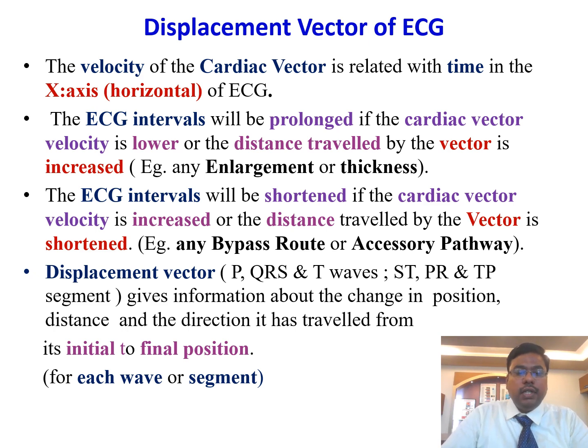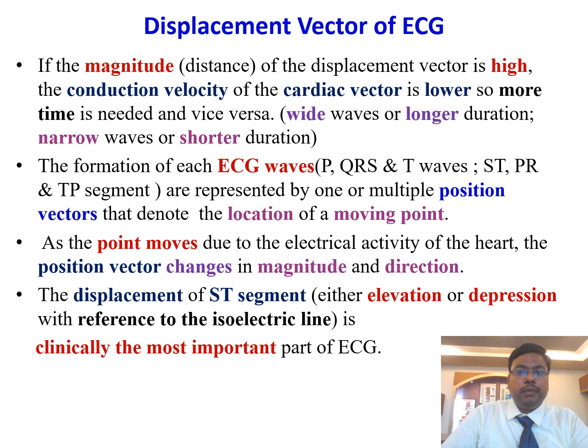The displacement vector gives information about the change in position, distance and the direction traveled from its initial to final position for each wave or segment. If the magnitude of the displacement vector is high, the conduction velocity of the cardiac vector is lower, so more time is needed, and vice versa. So wider waves are of longer duration, and narrow waves are of shorter duration.